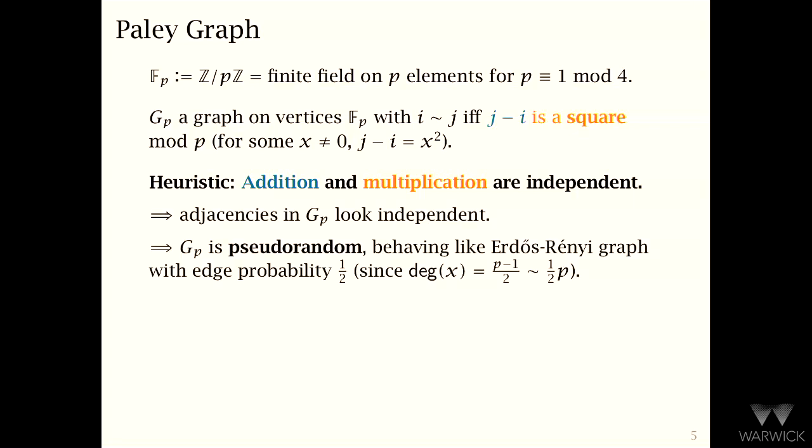So if we believe this heuristic, we should believe that adjacencies in the Paley graph between pairs of vertices should look statistically independent. And so there's this high-level heuristic that the graph should look pseudo-random in some sense. To understand what random graph it should look like, we should calibrate some basic quantities. In particular, you can check that half the numbers are squares or non-squares mod P. And so maybe based on that, we should believe that the Paley graph should look like an Erdős-Rényi graph on P vertices with edge probability 1/2. That would give us the same expected typical degree.